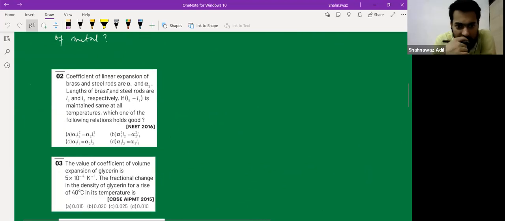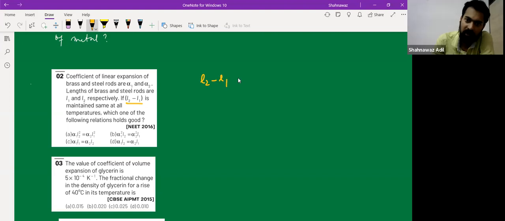Okay, so this is the second question. Coefficients of linear expansion of brass and steel rods are alpha 1 and alpha 2. Lengths of brass and steel rods are L1 and L2. If L2 minus L1 is maintained at all temperatures, which one of the following relations holds good? So L2 minus L1 is maintained, right? This is the information: L2 minus L1 is L2 prime minus L1 prime.